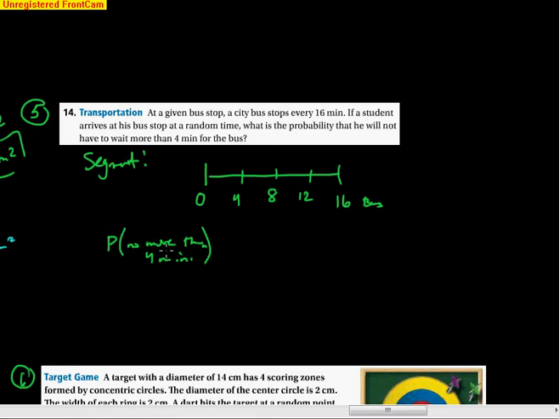So that means 4 minutes or less, right? I need to know the part of the segment that represents that 4 minutes or less. Well, that is this right here, between 12 and 16. That's your favorable outcome. That's the time that is 4 or less to when the bus comes.